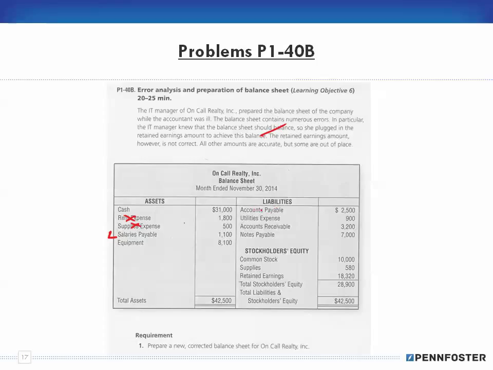Okay, so for our liabilities, accounts payable is in the right spot. Payable is liability. Again, utility expense, expenses belong on the income statement, not on the balance sheet. Accounts receivable is an asset. It's something that's owed to us, not we owe, okay? So it's owed to us, so that's something we own, so that's an asset, not a liability. Notes payable is fine. That goes under liabilities.